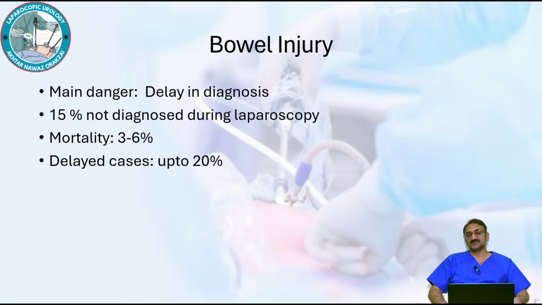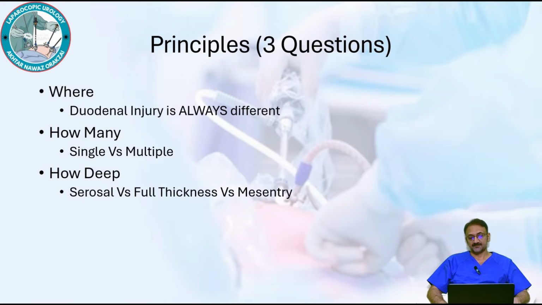You are through and through the mesentery of the small bowel. So that's why it's really very important to pay attention to the bowel injuries. And in delayed cases, the mortality can go up to 20%, from 3 to 6% in early diagnosed cases.